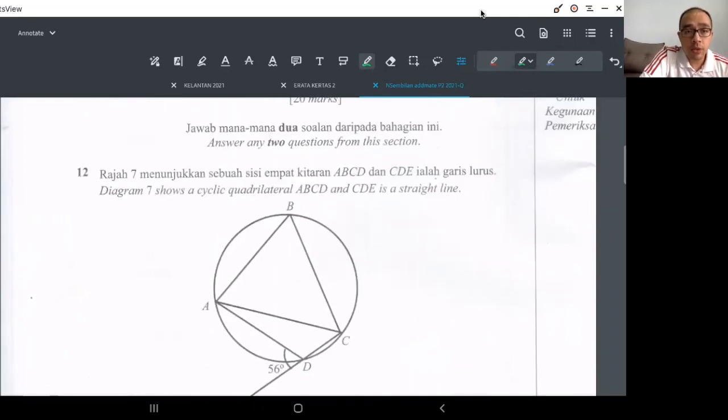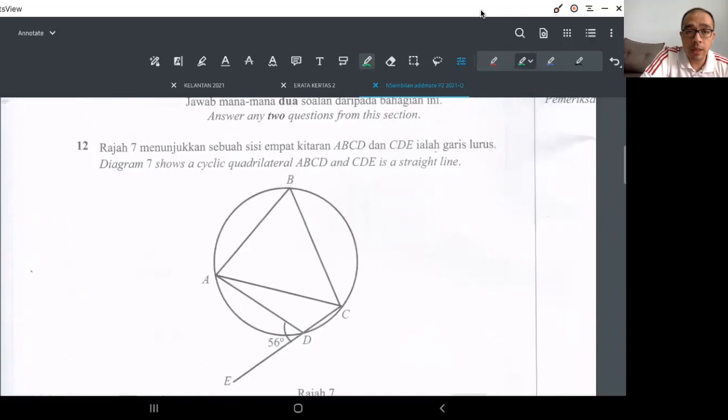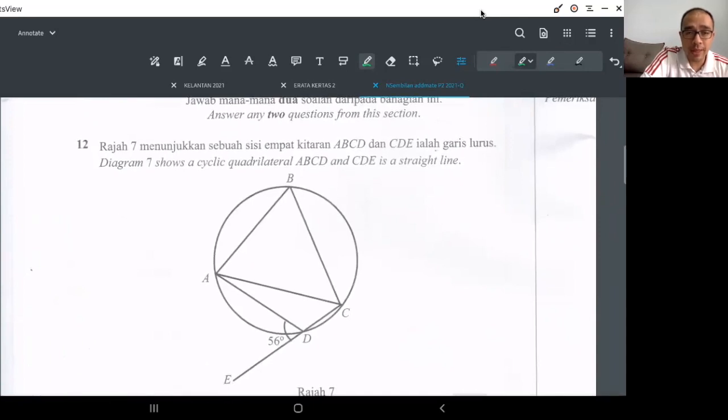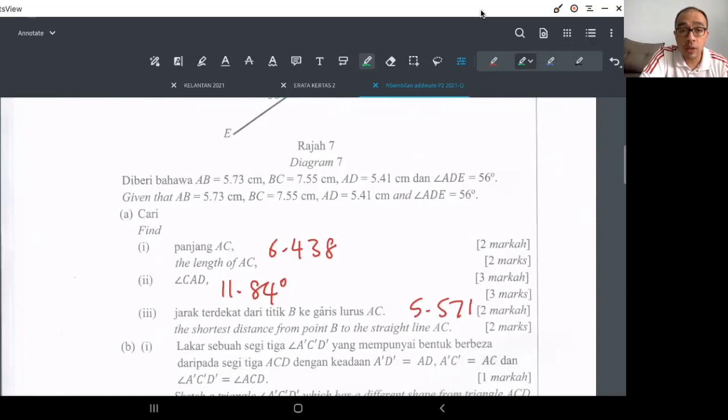Diagram 7 shows a cyclic quadrilateral ABCD, and CDE is a straight line. So cyclic quadrilateral means this angle and this angle are the same. So you also know that this is 56 degrees. That's a very important feature. So you're given all these values.